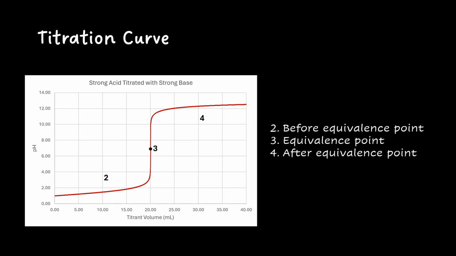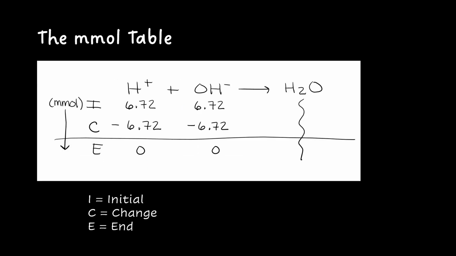What you'll see shortly is that we can align the results of the millimole table to these 3 parts of the titration curve: before, at, and after the equivalence point. I'm presenting the millimole tables here as handwritten, so you can see them in a similar format as you'll be constructing them on paper. Here's a quick overview of the layout.